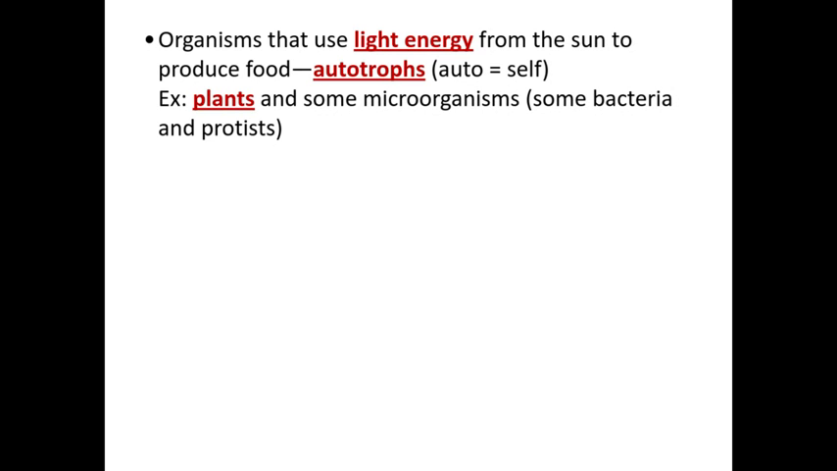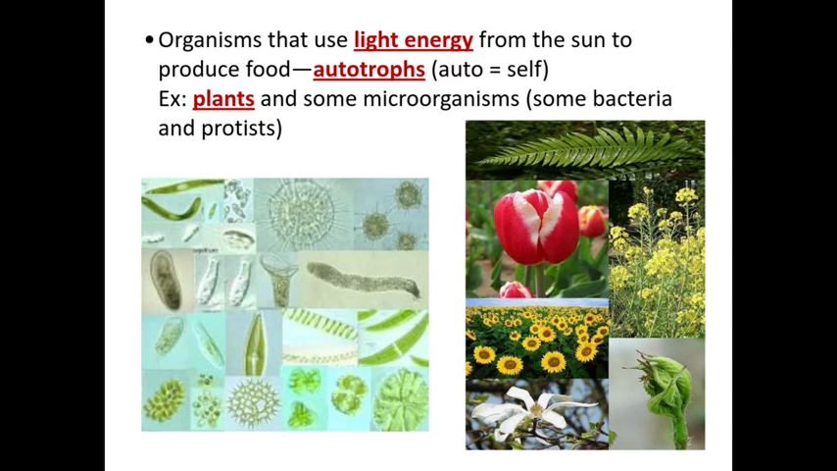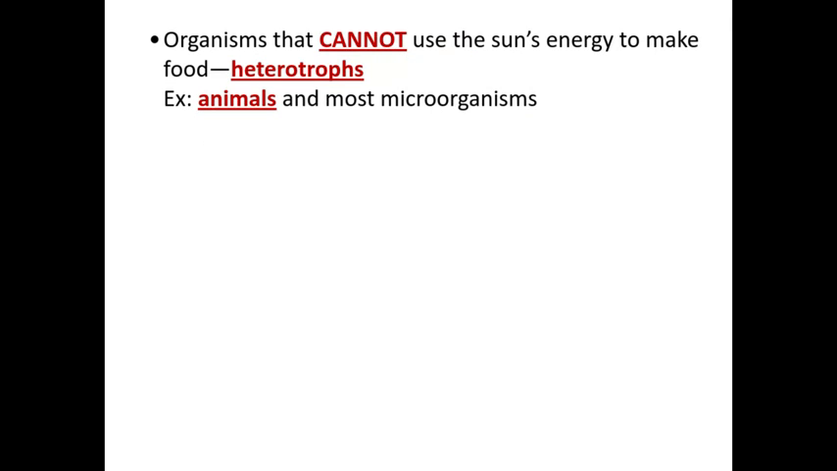Plants and some microorganisms, those microorganisms could be some types of bacteria that are green, and protists. Protists is a kind of catch-all category. They're a very, very diverse kingdom. But generally speaking, when you talk about autotrophs, you think about different plants.